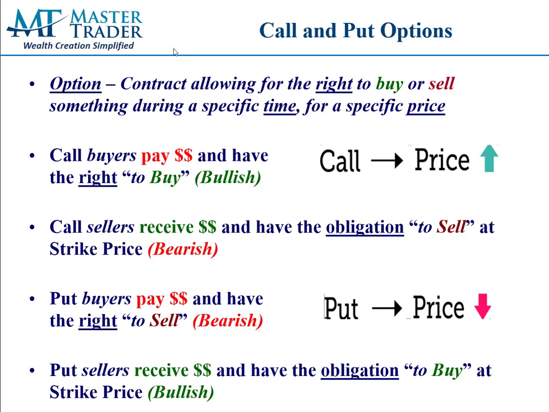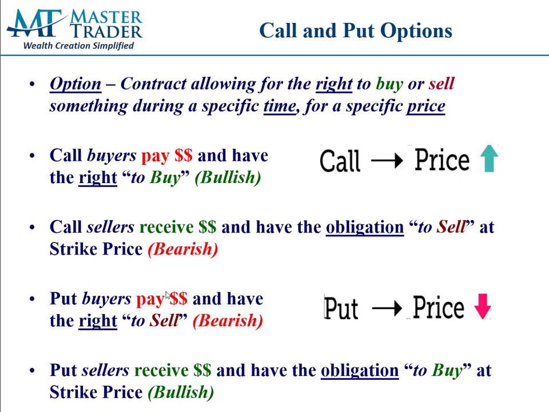A couple definitions before we get into the iron fly. An option is a contract allowing for the right to buy or sell the underlying during a specific time for a specific price. Call buyers pay money and have the right to buy. They're bullish. They want the stock to go up. Call sellers receive money and have the obligation to sell at the agreed strike price. They're bearish. They're taking the other side of the call buyers' bet.